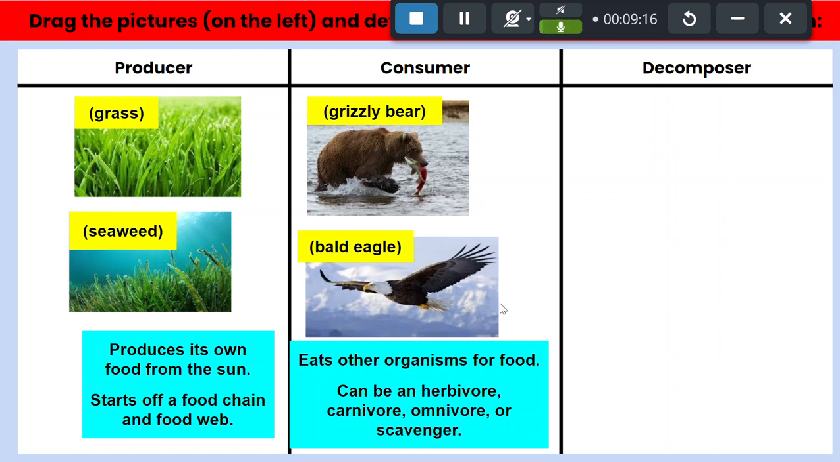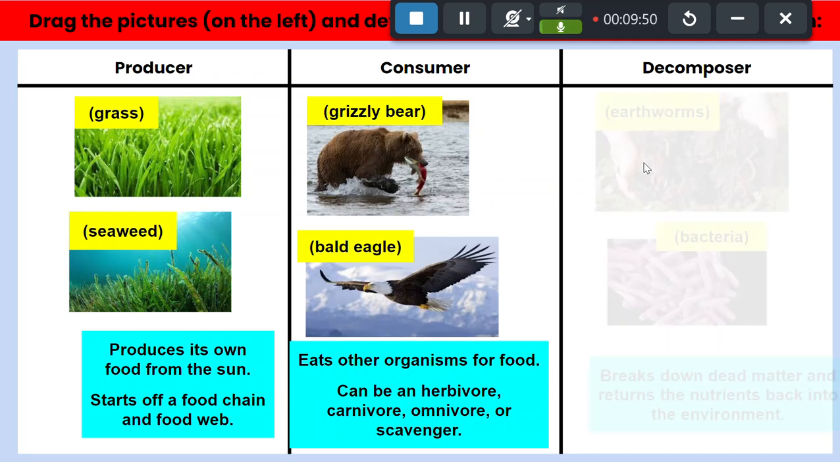And then we have consumers. Consumers eat other organisms for food, whether they are eating plants or animals. And so we have an example of a grizzly bear or a bald eagle. They're both going to eat things for food. They can be herbivores or carnivores or omnivores, or they can be scavengers. A scavenger is going to scavenge dead things, generally dead animals. But because the scavenger is eating and using those nutrients for itself, it's considered a consumer.